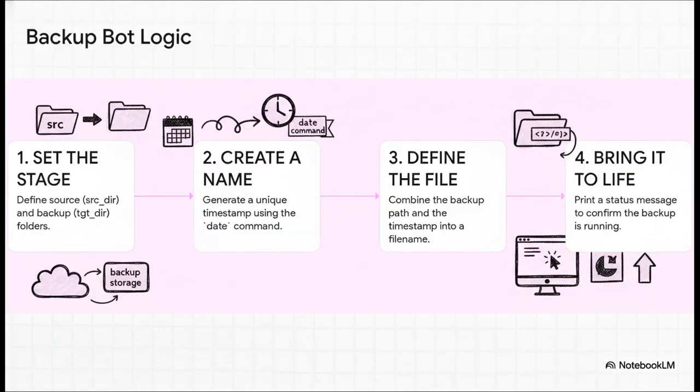So how does this thing actually work under the hood? It's really just 4 simple steps. First, we just set the stage. We tell it, okay, this is the folder you're copying from, and this is where you're putting the backup. Easy enough. Second, we make a unique name for it by grabbing the current date and time. Third, we just stick that backup path and the new timestamp together to create the final file name. And last, we print a little message so we know it's actually working. See? The whole trick is just breaking down a big idea into these tiny, manageable chunks.